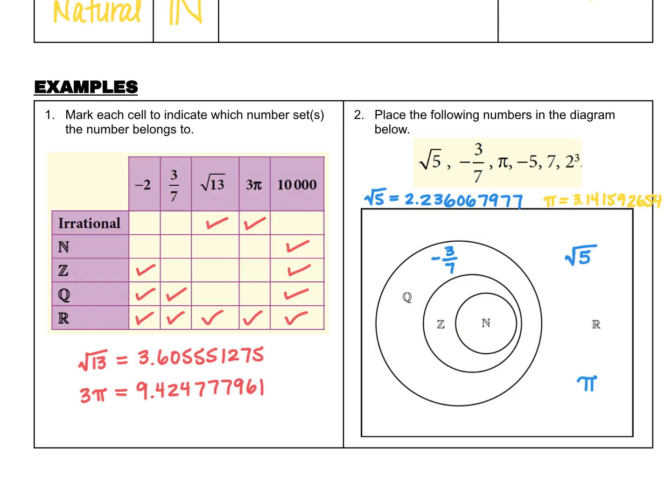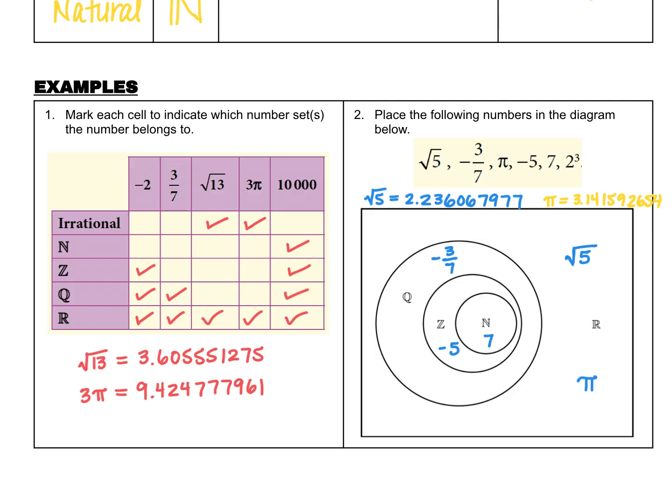All right. The next one we have is -5. -5 is a real number. It can be written as a fraction, and it is also a positive or negative whole number, so it's an integer. So I'm going to write -5 inside of the integer circle. And then we have 7. 7 is a real number. It can be written as a fraction, 7/1. It is a positive or negative whole number. It's a positive whole number. And we know that it is a natural number, so we can put 7 here.